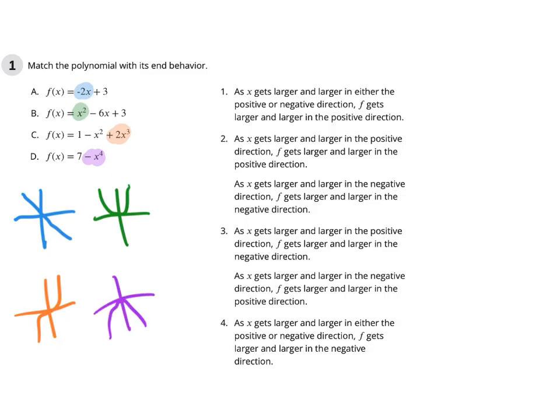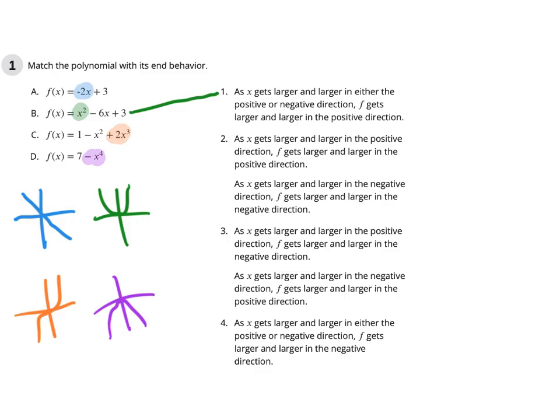So now, let's read the definitions. As x gets larger and larger in either positive or negative, f of x gets larger positive. That sounds like x even, and so that tells us that B goes with 1.